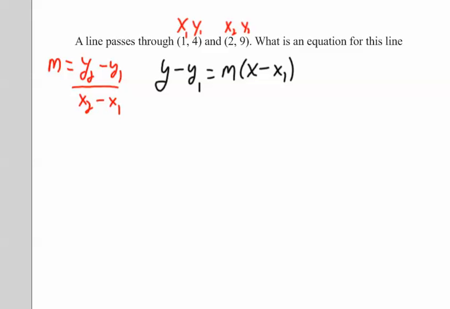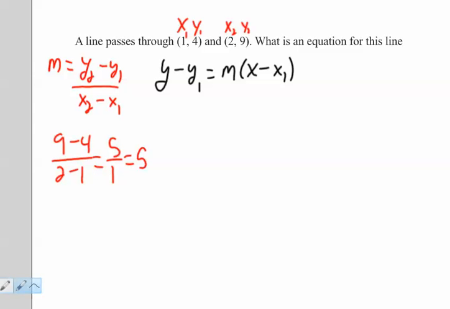When you have these things, you first need to find the slope. Second, plug in the slope and pick any one of the 2 points into the point slope equation and solve for y. Let's plug it in. Oops, can't do that. I want to find the slope first, silly. The slope is 9 minus 4 over 2 minus 1. 9 minus 4 is 5, and 2 minus 1 is 1. So my slope here is 5.